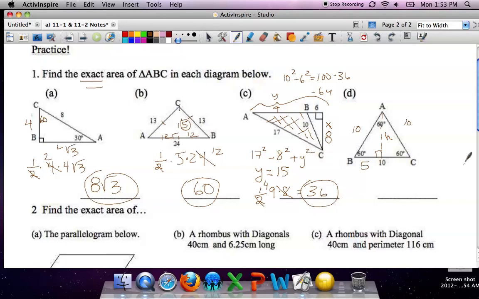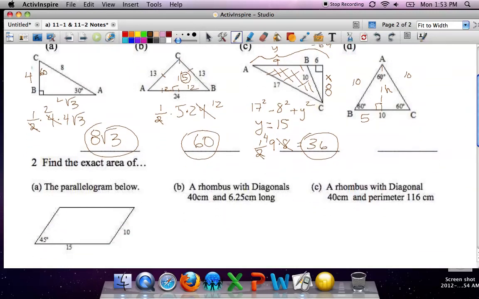On the top of your next page, you have this exact picture here, and they want you to find the exact area of this parallelogram. Well, if this is 15, this must be 15, this must be 10. We could drop an altitude here, and can you find this length here? If you can find this length here, then you could do the parallelogram formula to find this one.